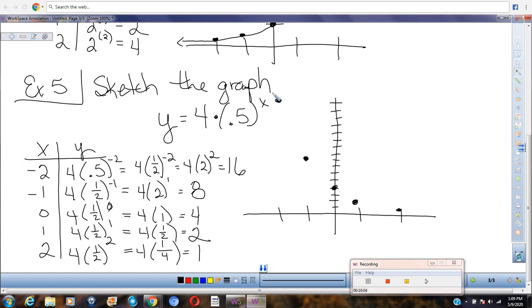And again, this one starts very large, and then it approaches or gets smaller and smaller. This one is what we call a decay.